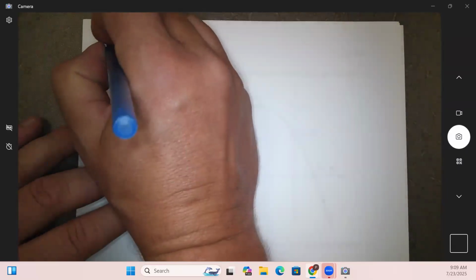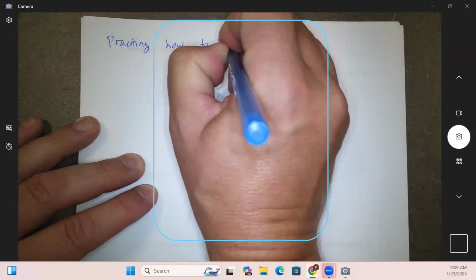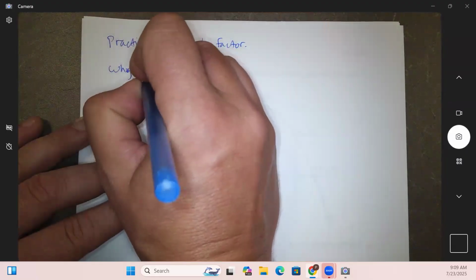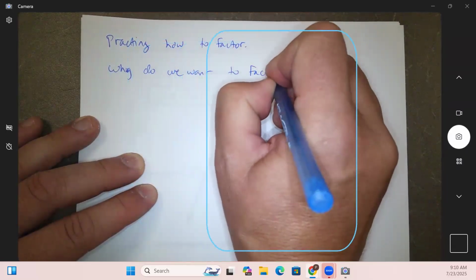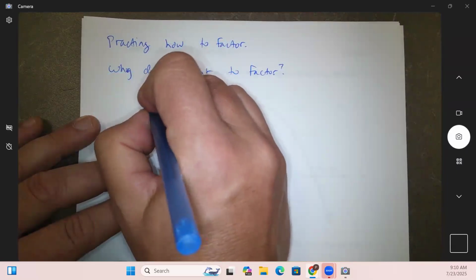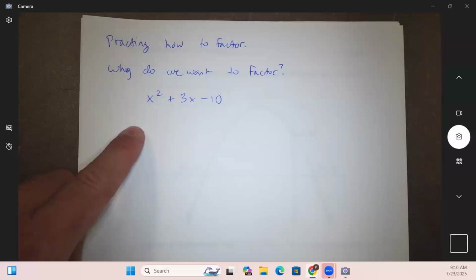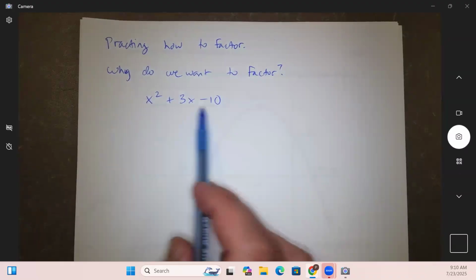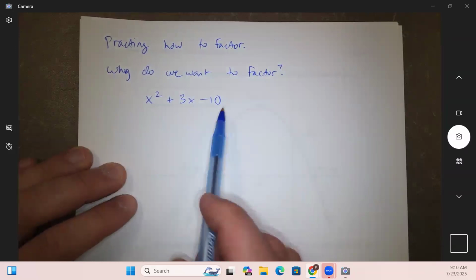So far we have been practicing how to factor, but we really want to answer the question, why do we want to factor? If I have the expression x squared plus 3x minus 10, and I say factor this, your question might be why? I don't need to. I can use this to do whatever I want. I don't need to factor this. So there needs to be a reason why we're going to put the effort into factoring.